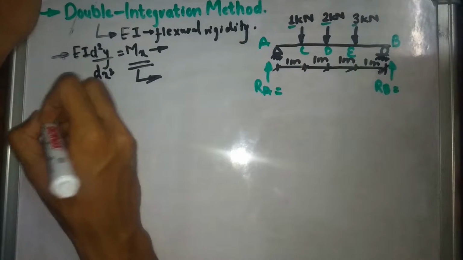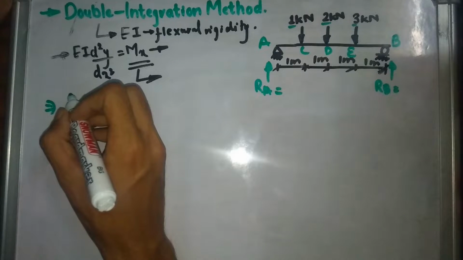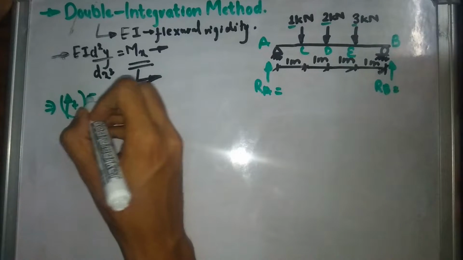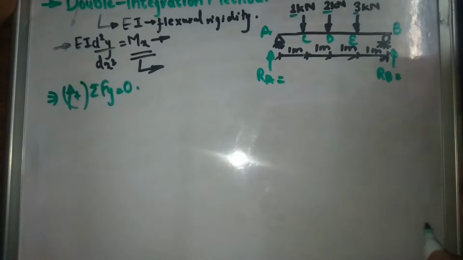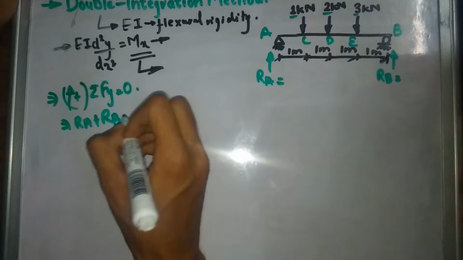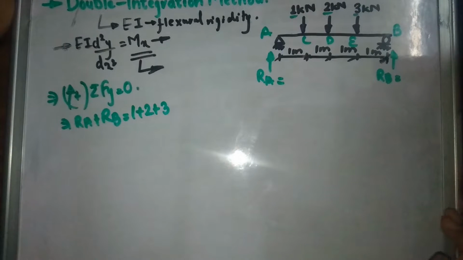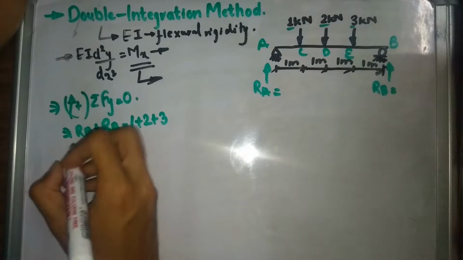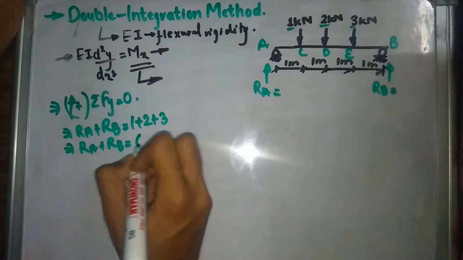In order to find those forces, we are going to take our upward forces as positive, using the sign convention sum of Fy equals 0. We can take downward force as positive as well, it's up to you. So RA plus RB equals 1 plus 2 plus 3. Since they are acting downward, they are taken as positive. So we get our first equation: RA plus RB equals 6 kilonewton.